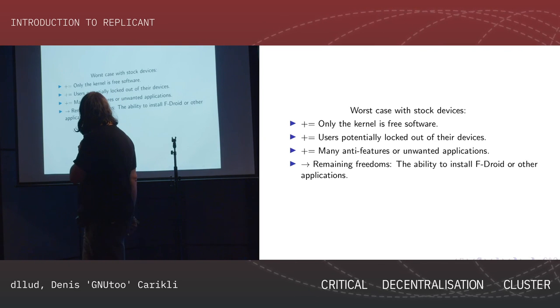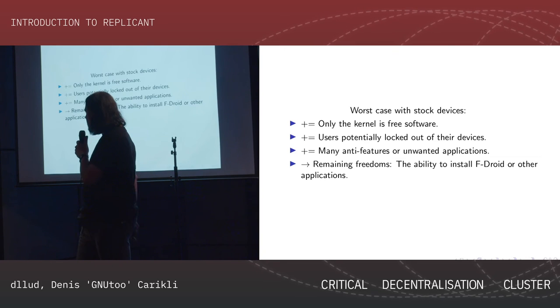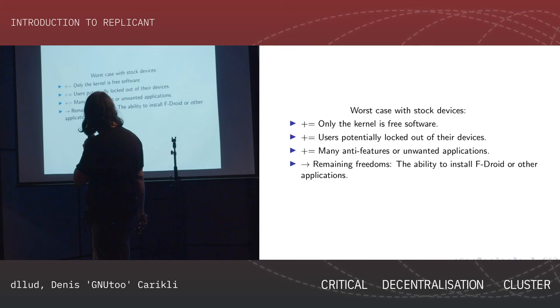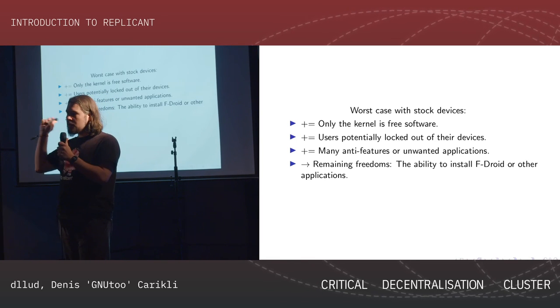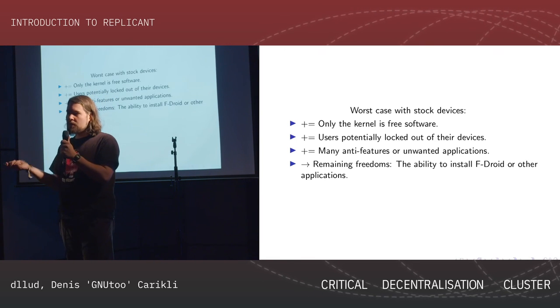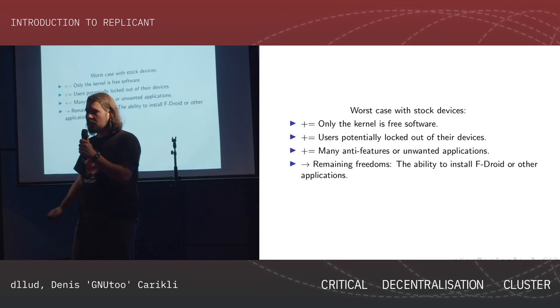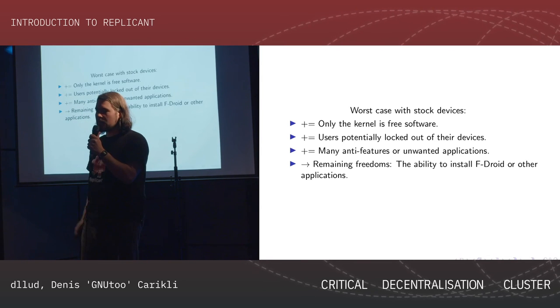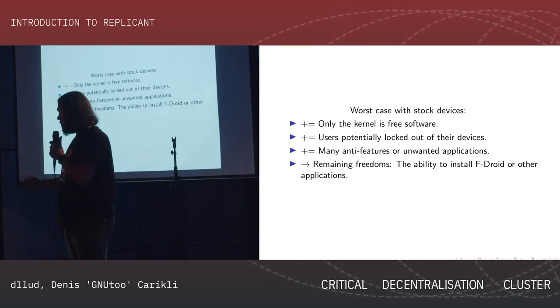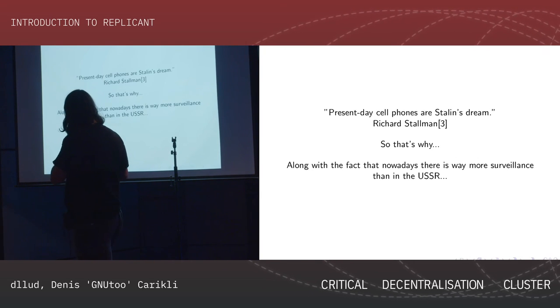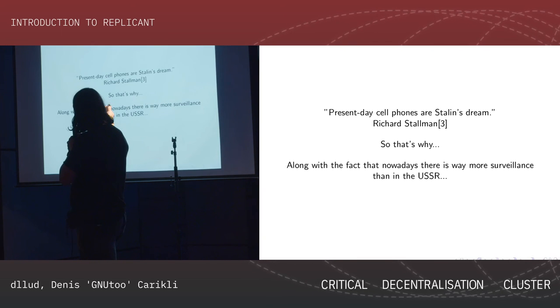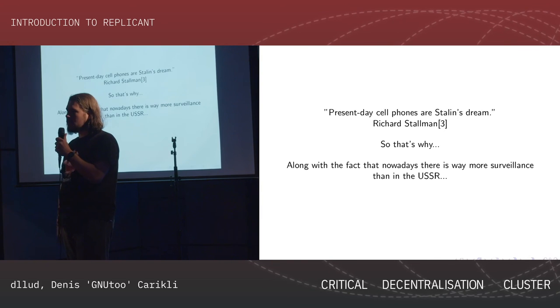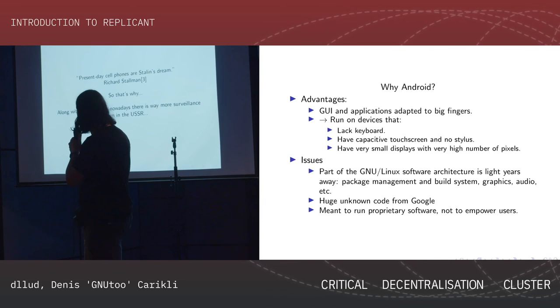Sometimes you even have unwanted applications, spying applications, pre-installed and things like that. But you are still left with the ability to install the applications you want, like F-Droid or other free software applications. So it's not as bad as an iPhone for Android, for instance. So yeah, this is why there is code like that. And we also have more surveillance than the USSR today, so yeah.